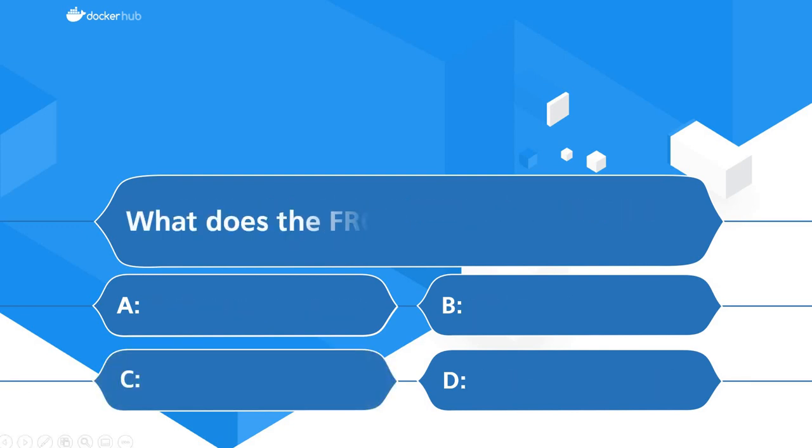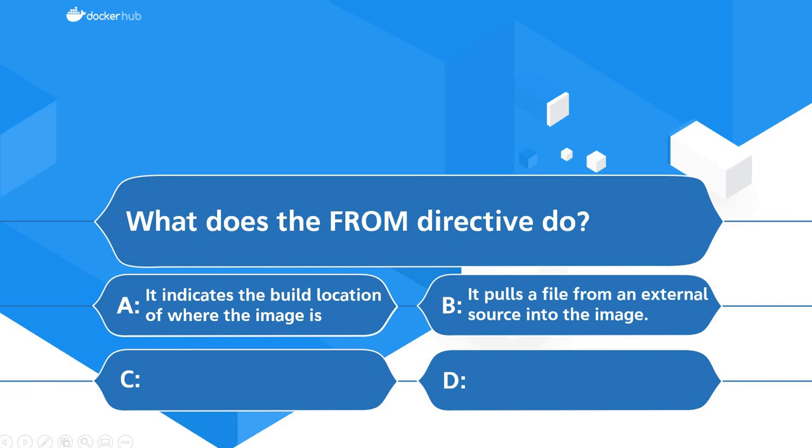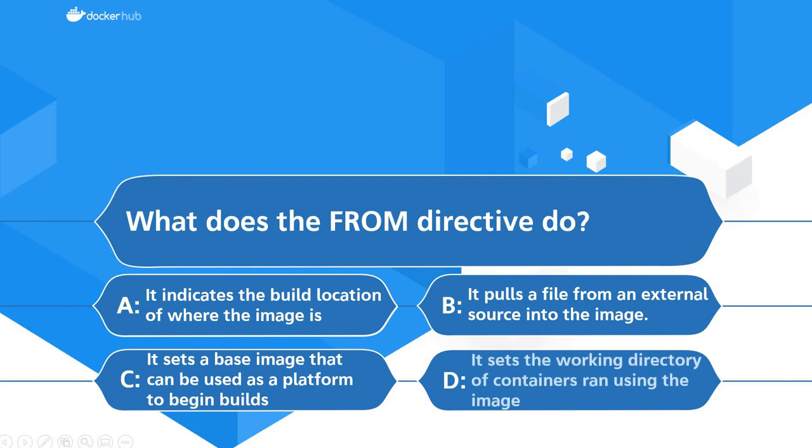What does the FROM directive do? A. It indicates the build location of where the image is. B. It pulls a file from an external source into the image. C. It sets a base image that can be used as a platform to begin builds. D. It sets the working directory of containers run using the image. Your time starts now.